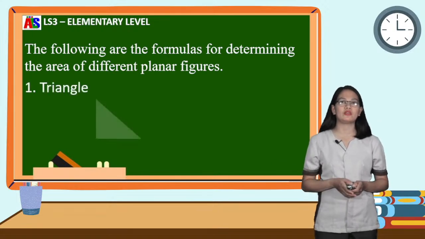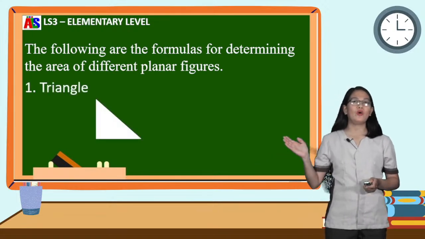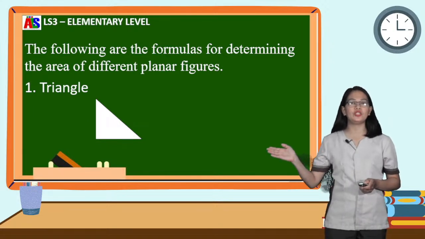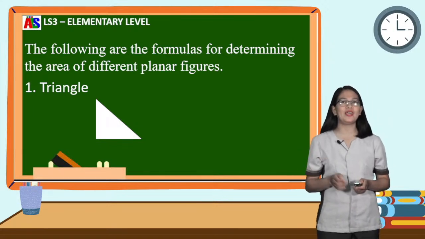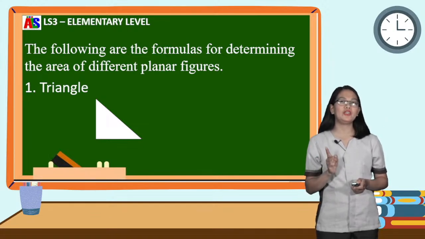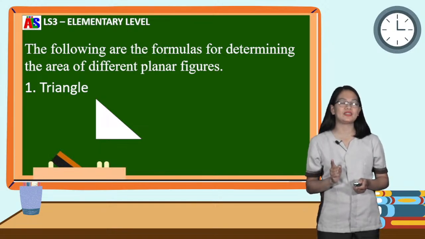First, triangle. Look at this triangle. What kind of triangle is this according to its angles? You're correct. It is a right triangle. Why right triangle? It is because one of its angles measures exactly 90 degrees.